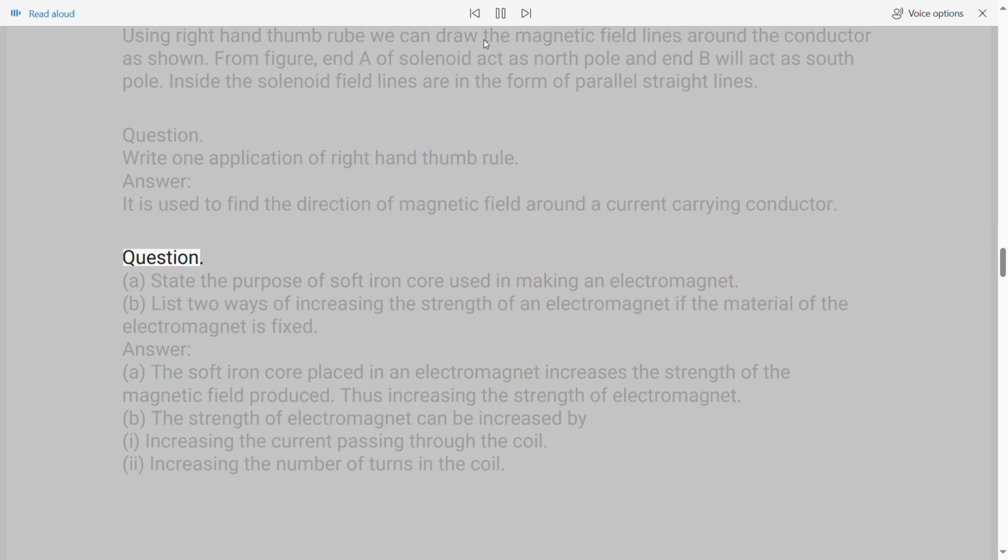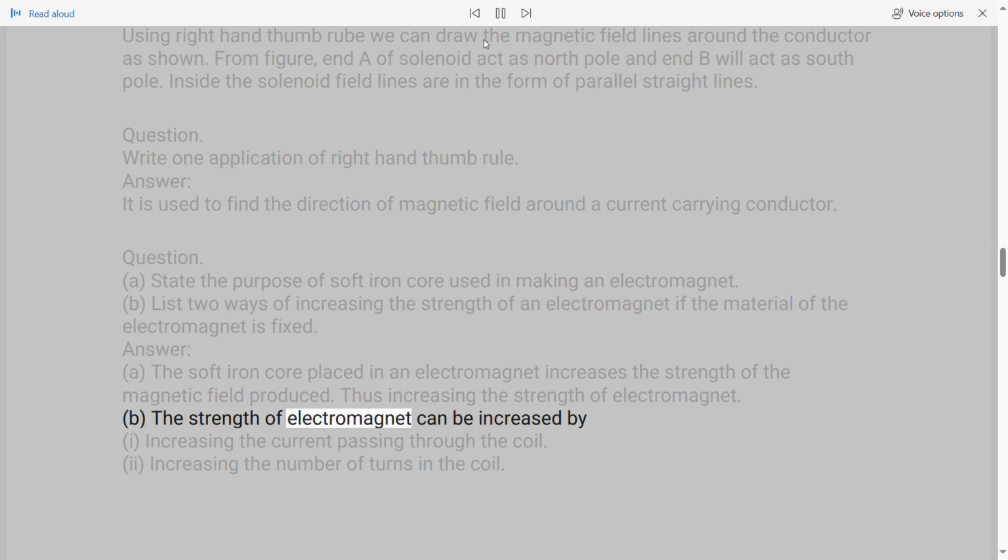Question. A. State the purpose of the soft iron core used in making an electromagnet. B. List two ways of increasing the strength of an electromagnet if the material of the electromagnet is fixed. Answer. A. The soft iron core placed in an electromagnet increases the strength of the magnetic field produced, thus increasing the strength of the electromagnet.